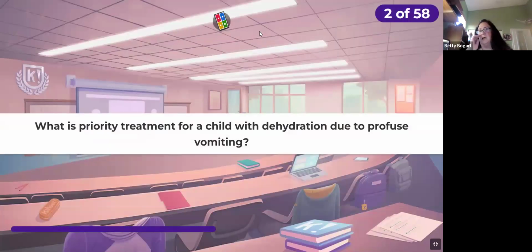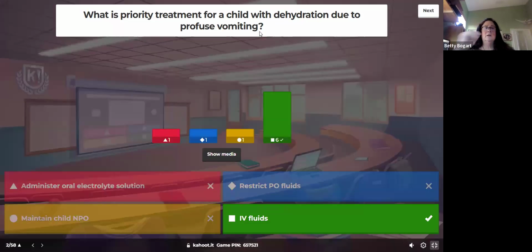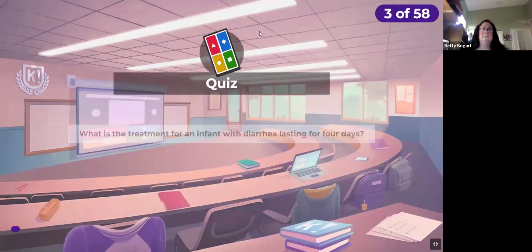What is priority treatment for a child with dehydration due to profuse vomiting? What are you going to do for a child who's vomiting? So when you're vomiting, number one, make them NPO. Of course, you'll give an antiemetic, but it's IV fluids as your treatment. IV fluids are for vomiting. We would do oral electrolytes for only diarrhea. We still need to get fluids.